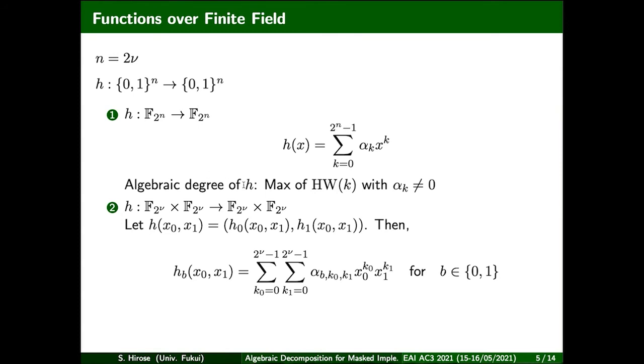And the algebraic degree of h is defined to be the maximum of the Hamming weight of the binary representation of k with coefficient alpha k not equal to 0. And h can also be regarded as a function over the Cartesian product of GF(2^nu). Then h can be regarded as a tuple of functions h0 and h1, and each of them is represented by this polynomial. And for this polynomial, the exponents k0 and k1 are integers from 0 to 2^nu minus 1.